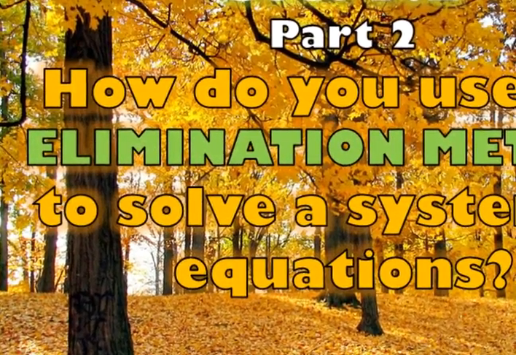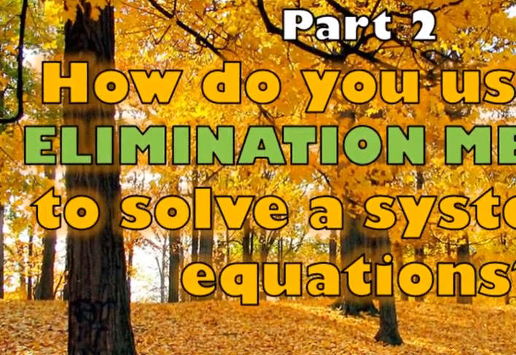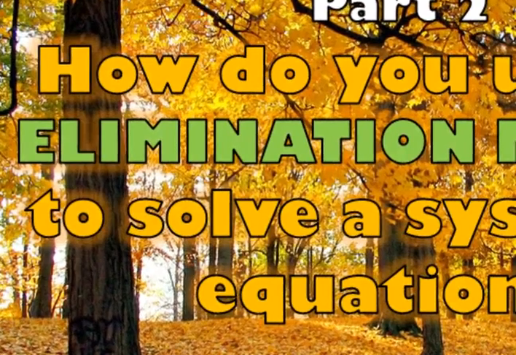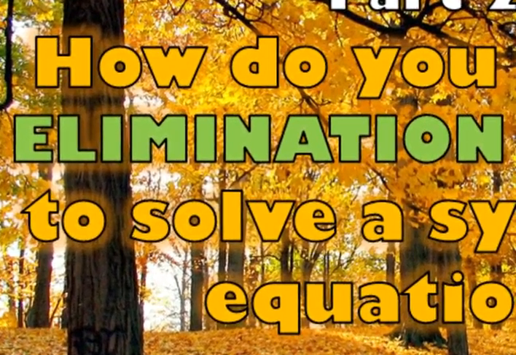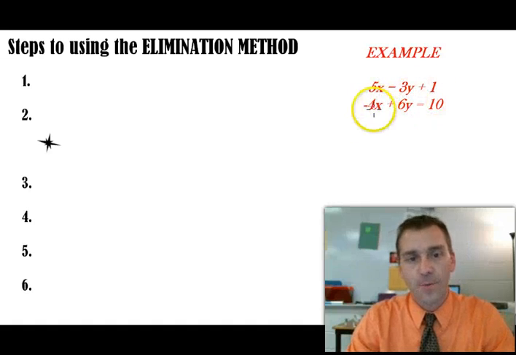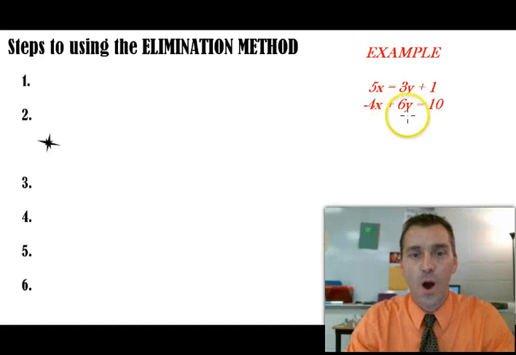And let's go into an example, and I'll give you some, I think it's 6 steps or so that I'll walk you through in this example, then I'll turn you loose on one of yourself. So here we go. Okay, so here's your example. We got 5x equals 3y plus 1, and we got negative 4x plus 6y equals 10.